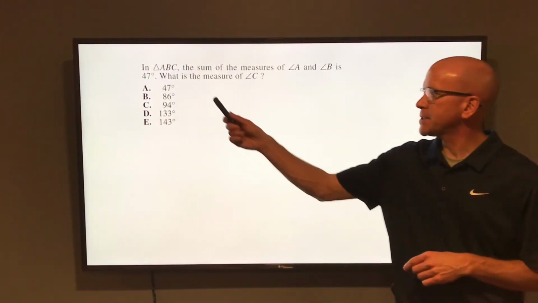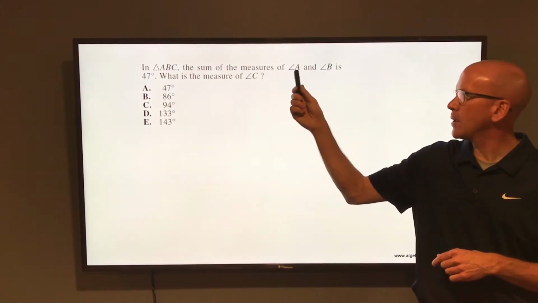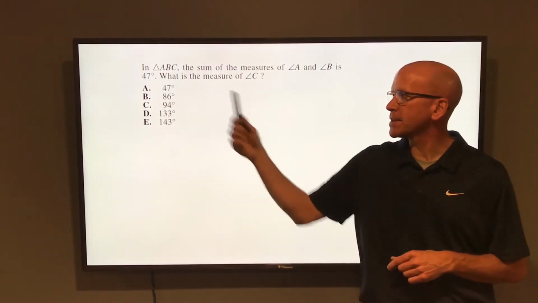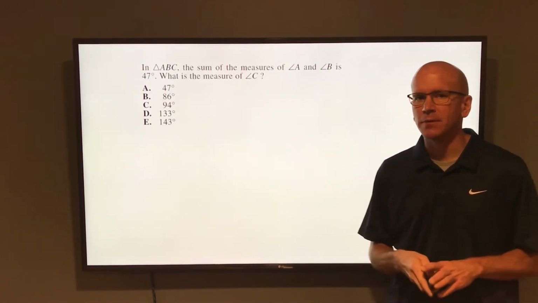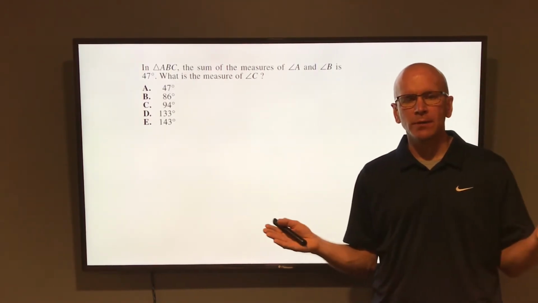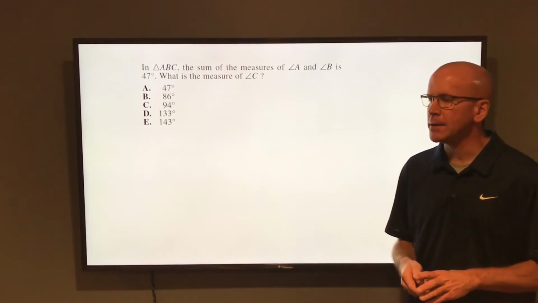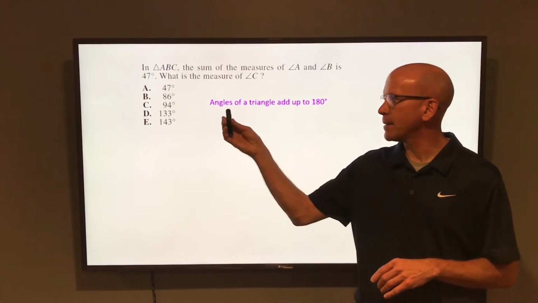In triangle ABC, the sum of the measures of angle A and angle B is 47. What is the measure of angle C? Easy one. You wouldn't want to miss this on the ACT. What do all the angles of a triangle add up to? 180 degrees. So angles of a triangle add up to 180 degrees.